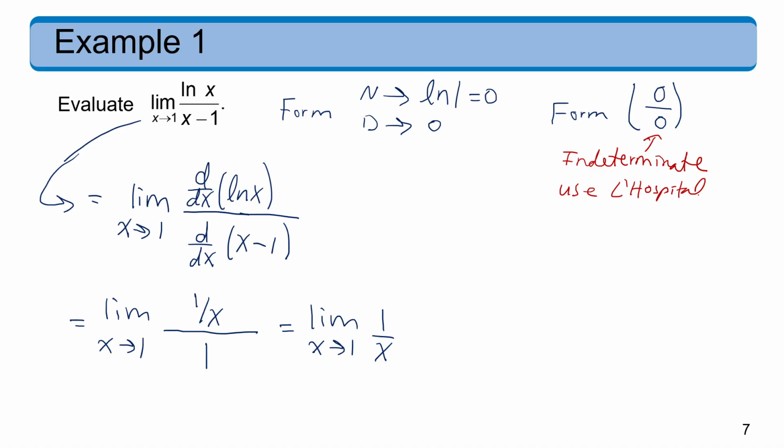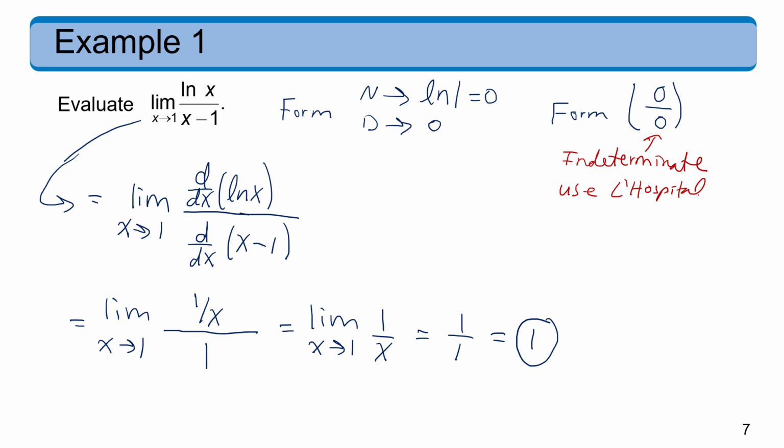Now, we've rewritten the original limit, which was indeterminate. We weren't able to evaluate it. We've rewritten it as this limit. This is now a rational function. We always try direct substitution first. And notice we get a non-zero denominator, which means we can use direct substitution. So we get 1 over 1, which simplifies to 1, and that's our limit.